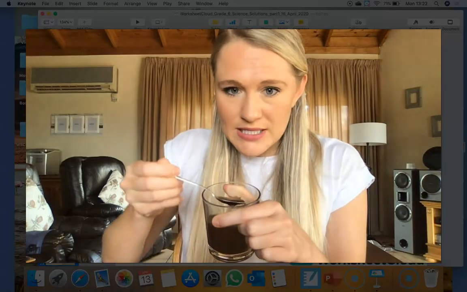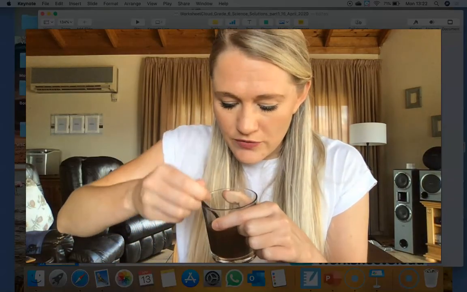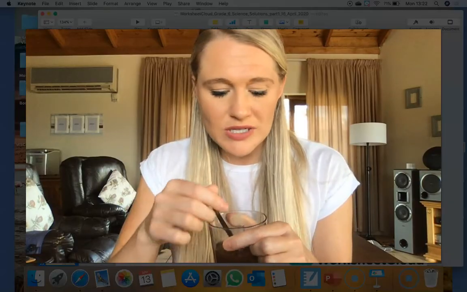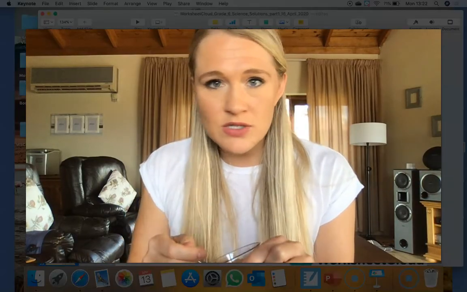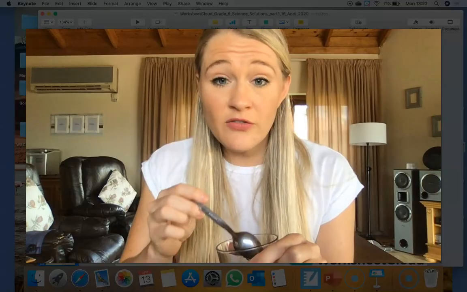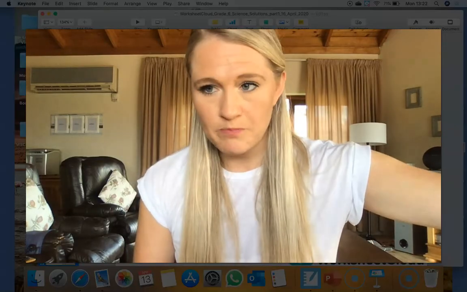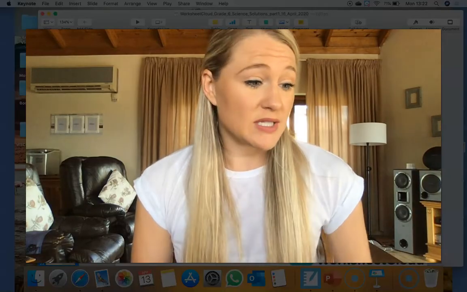Okay, if I have a look at the teaspoon and I look very carefully at the solution, I can still see grains of sand that are suspended in the solvent or in the solution. And so this sand is not dissolved. I can fully conclude that sand is insoluble. It cannot dissolve in water, and in this case being the solvent, right?